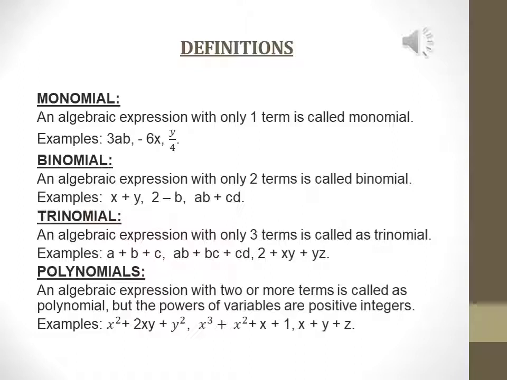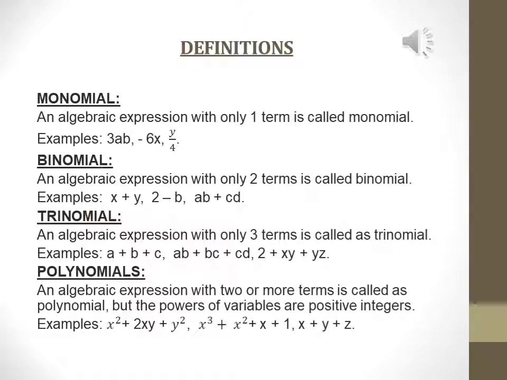Next one is trinomial. An algebraic expression with only three terms is called a trinomial. Examples are a plus b plus c, ab plus bc plus cd, 2 plus xy plus yz. And at last, we have polynomials. An algebraic expression with two or more than two terms is called a polynomial. But the condition is that the powers of variables in this case are positive integers.